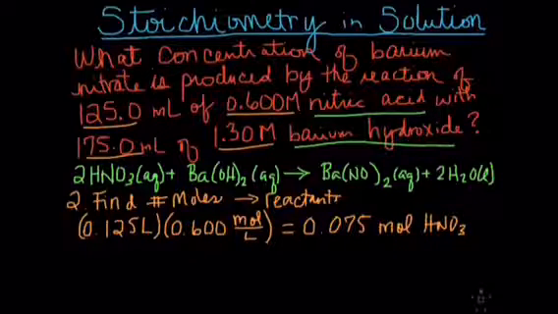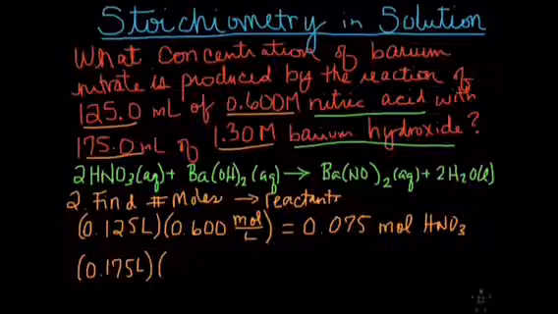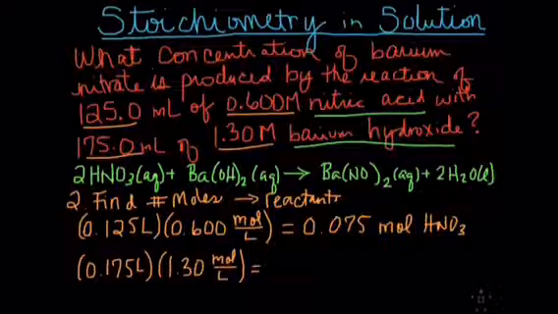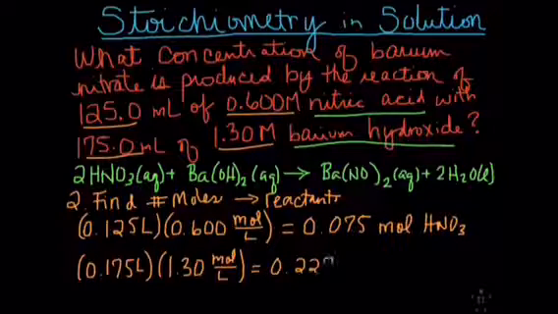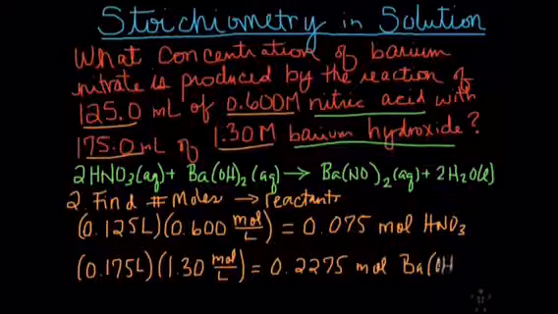And then I want to find the number of moles of my other reactant. So I've got 175 milliliters, so 0.175 liters of barium hydroxide, and it's 1.30 moles per liter. So that is going to give me 0.2275 moles of barium hydroxide.